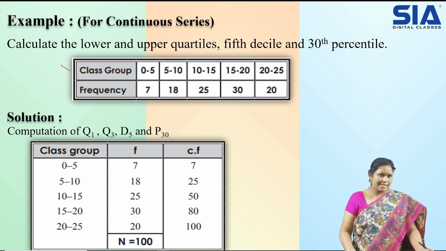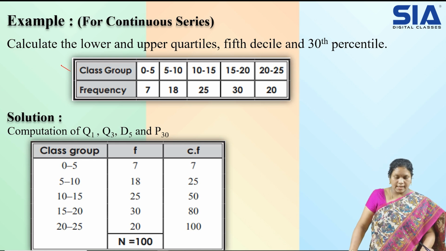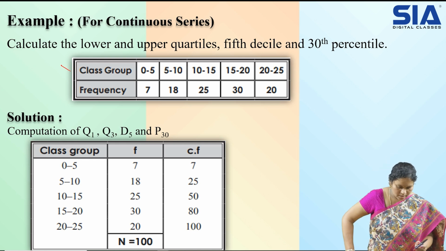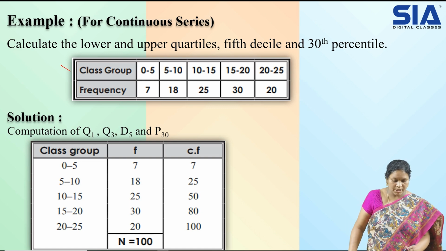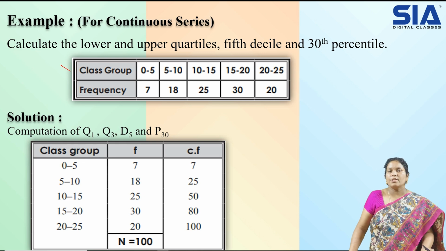So just now we discussed formulas, right? All of that we'll implement here to get our quartiles, deciles and percentiles. This is how we'll go for the solution. Take the class intervals as the first column and the frequencies, given data as it is, as the second column. Now let us calculate cumulative frequencies. Same as discrete data, here also we need to go for cumulative frequencies.